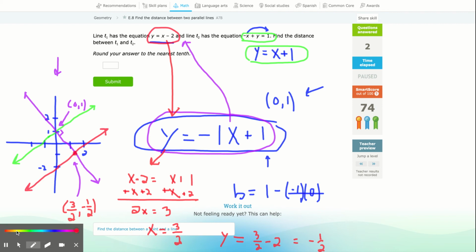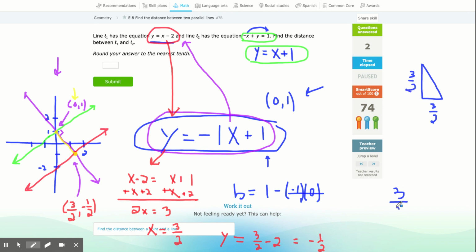Now the last thing I need to do is find the distance between this point here all the way over to this point here, and that's the distance between the two parallel lines. And I'm going to use the Pythagorean theorem. I'm going to find the distance between their x values, the distance between 0 and 3/2. Well, that's 3/2. That's the horizontal. Remember, what I'm doing is a right triangle. My horizontal distance was 3/2. That's the distance between this x and this x. The distance between 1 and -1/2 is also 3/2.